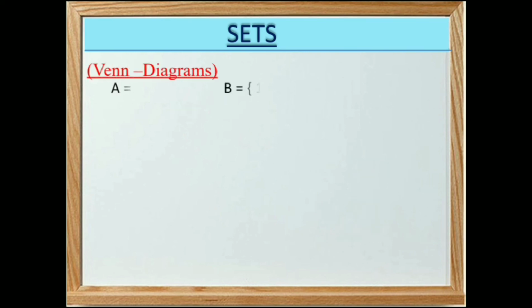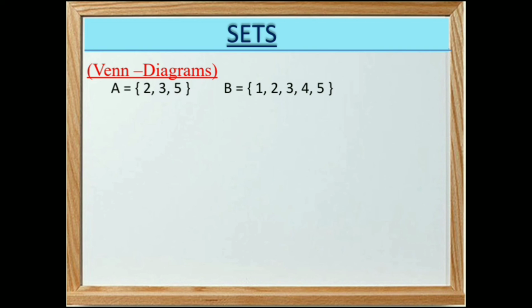Here I am taking A is equal to {2, 3, 5} and B is equal to {1, 2, 3, 4, 5}. Children, you can observe here set A is a subset of B. Why? Because the elements of set A, 2, 3, 5, are also present in set B. That's why A is said to be a subset of B.